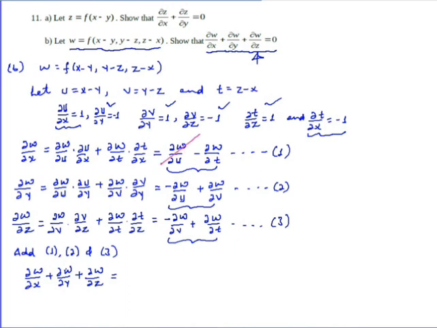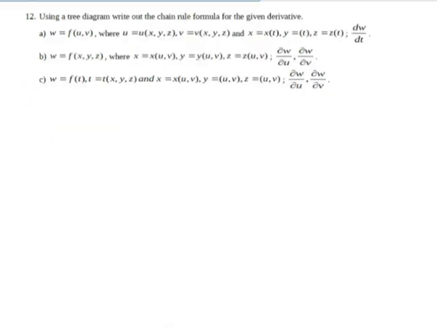What we should observe here is that the partial derivative of w with respect to u appears here with a negative sign. When we collect like terms, they cancel each other. The other term, when added to this one, also gives 0. So the sum of all these terms, by collecting like terms, gives us 0. This is the required equation in question number 12.